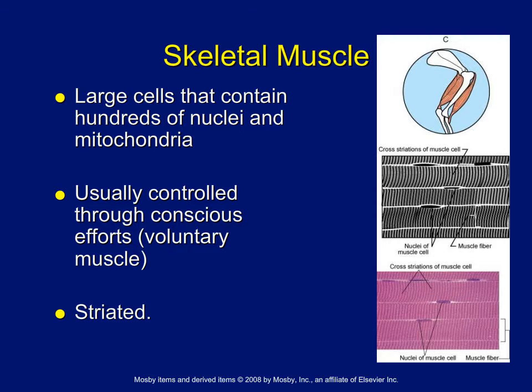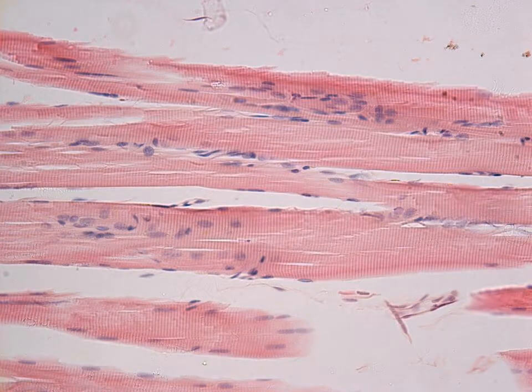Now, contraction of skeletal muscle is usually controlled through conscious efforts. That is, we say it's voluntary. You tell your biceps to contract, your biceps contracts. The other property of skeletal muscle is that it's striated. So here's a nice picture of a longitudinal section of skeletal muscle.